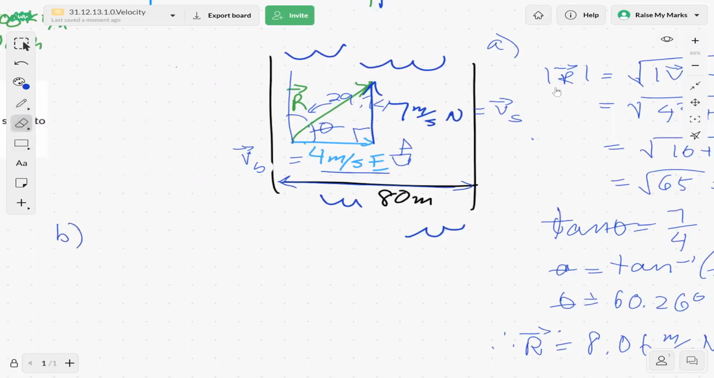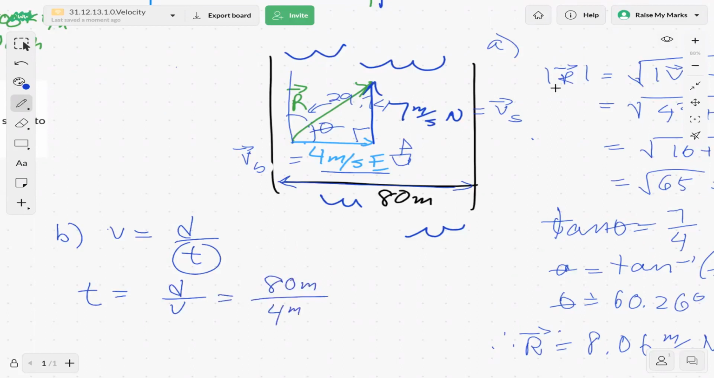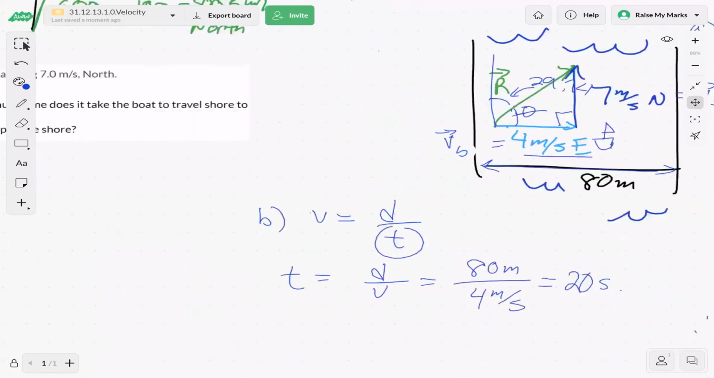So velocity or speed is distance over time. We're looking for time, so we're going to solve for time. So it's distance over our speed or velocity. Our distance is 80 meters. Our speed is 4 meters per second. So I'm just going to do that division and see what we get. And we get 20 seconds. So it takes 20 seconds to go from one side to the other. Okay.